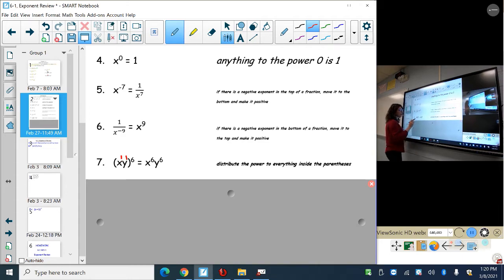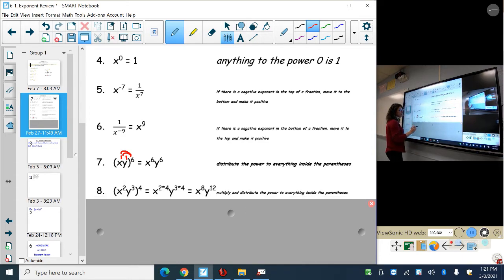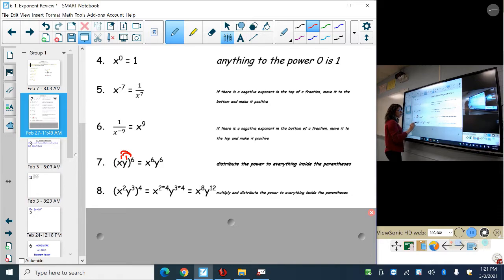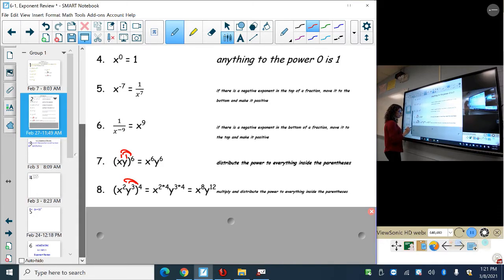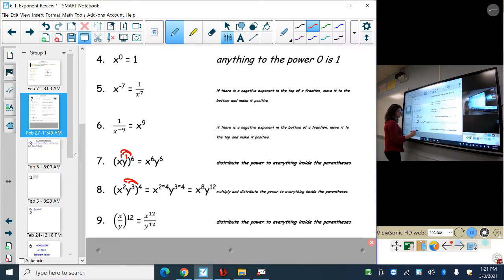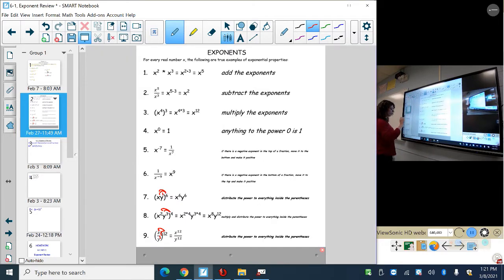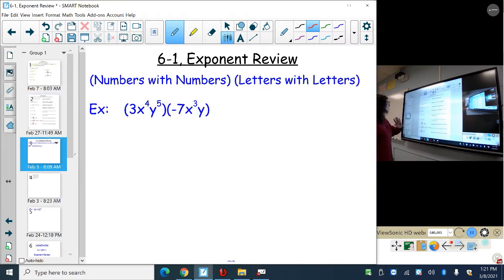And I have an exponent of 1 on each of these. It's the phantom one, so I'm going to distribute that into it to give me x to the 6th, y to the 6th. This one right here, I'm going to distribute that to both of them to give me x to the 8th, y to the 12th. And the last one, put missing exponents on and distribute to both of those, and you're going to get x to the 12th, y to the 12th. Okay? And that is going to be all your properties with a quick little example of each one of them. Now we're going to jump right in, and I'm going to show you what I want you to do.